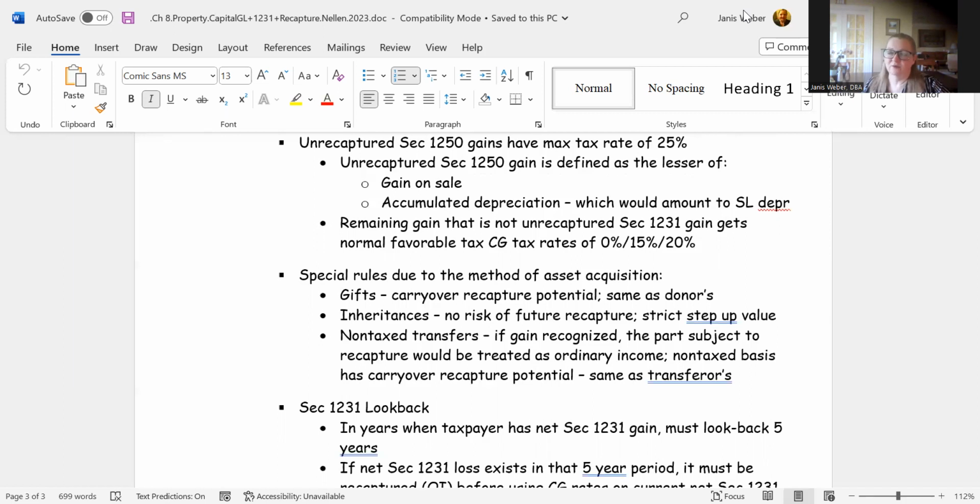I won't say all, I'm sorry, you should never say all. But anyway, for practical purposes, the normal rate is 21%. Unrecaptured 1250 gains for individuals though, maximum tax rate 25%. So that is unrecaptured code section 1250 gain, defined as the lower of the gain on the sale or the accumulated depreciation, which would amount to the straight line depreciation. So the maximum rate they would have to pay on that would be 25%.